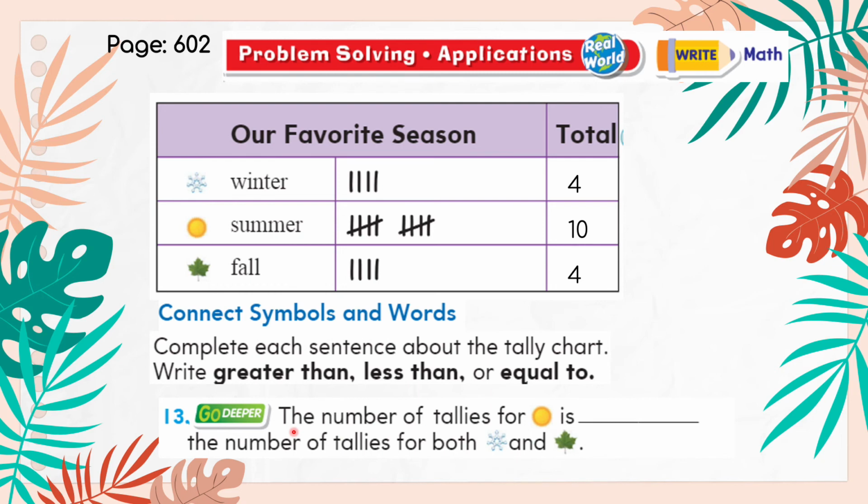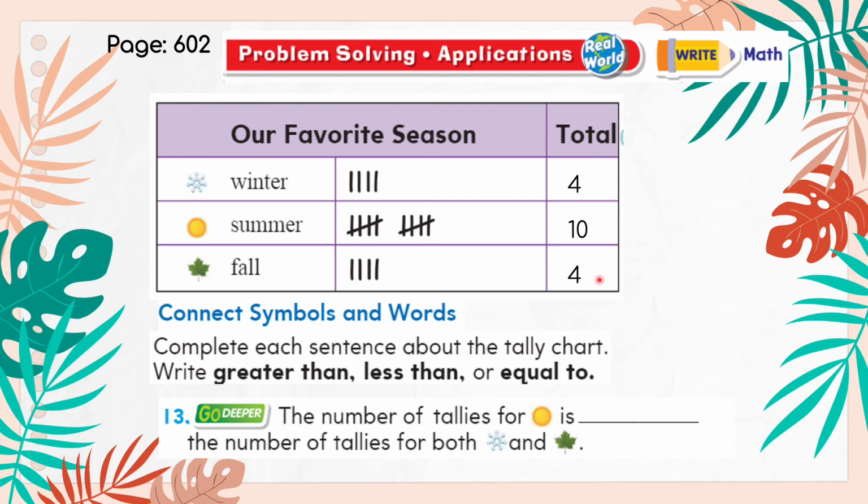Let's look at the other part now. The number of tallies for summer is dash, the number of tallies for both winter and fall. So first of all you're going to add the tallies for winter and fall together. For winter we have 4, for fall we have 4 as well. So 4 plus 4 is equal to 8.